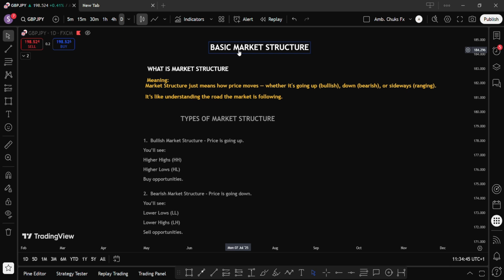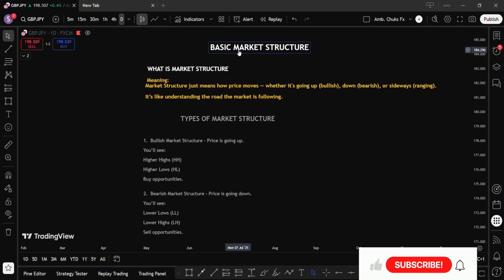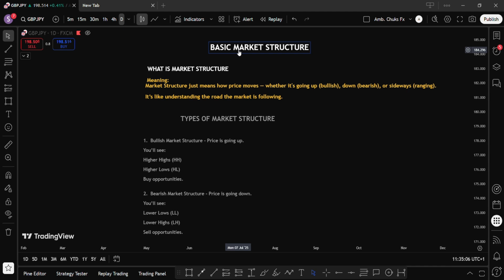Alright, basic market structure. What is market structure? This is from my very little knowledge of the market. I said market structure just means how price moves. This is the simplest definition I can give. It is the way price moves, whether price is going up or down or sideways. Market structure is just to show you how price is moving.